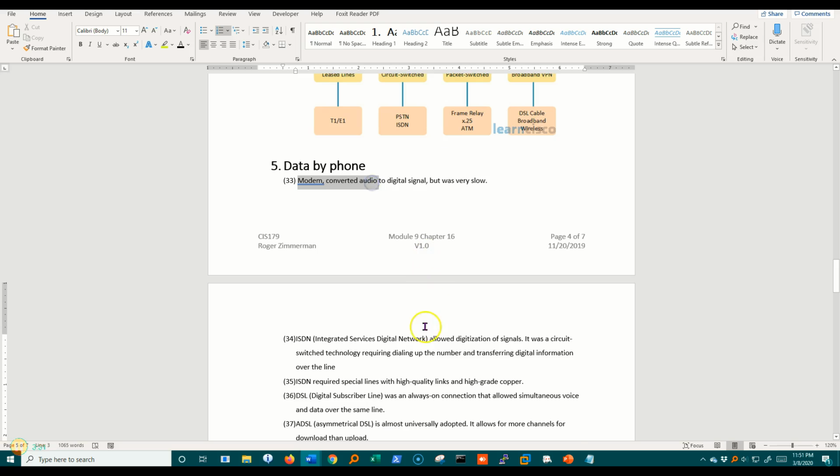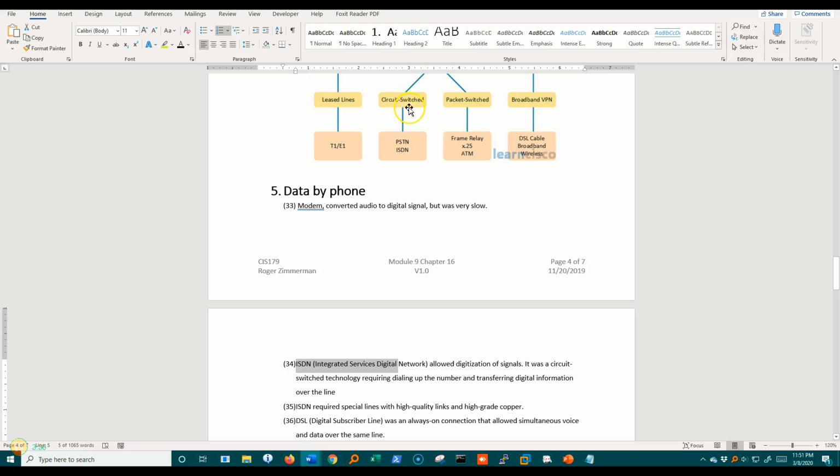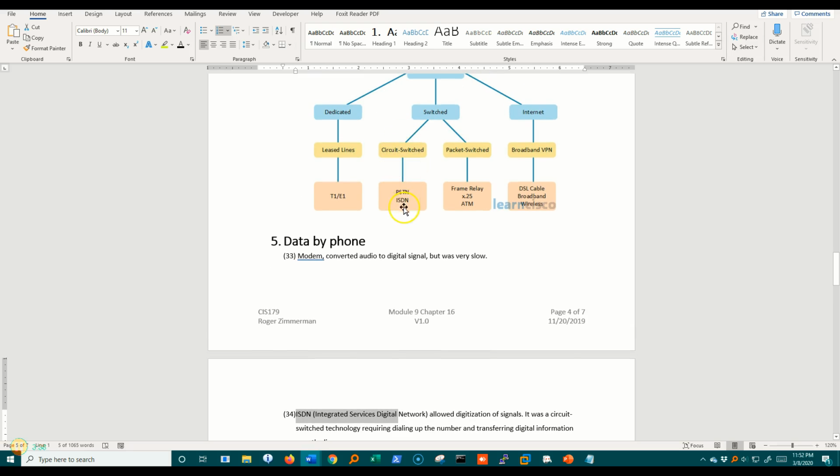We could use a modem, we could use DSL, or we could use ISDN early on in order to move digital data across the telephone network.